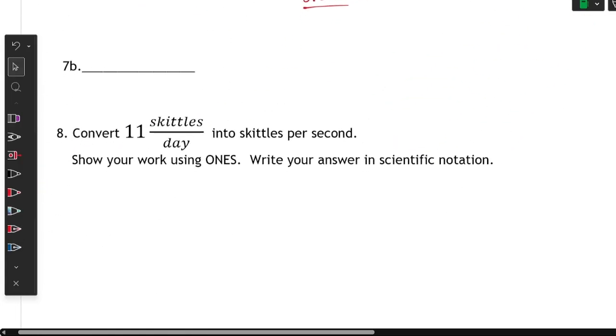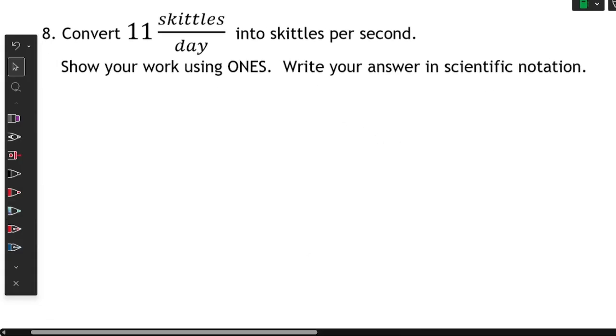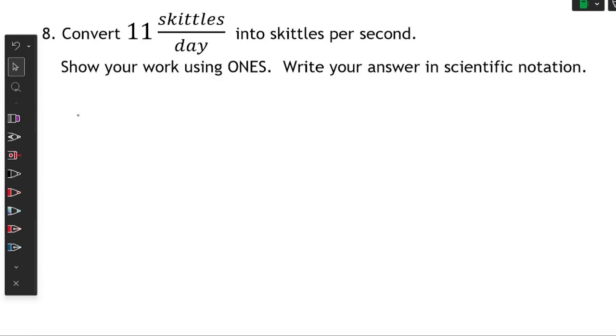All right, next. Probably the most challenging part of this was just clearly writing down what you had and what it became. So it says I've got 11 Skittles per day. And the question is, how many Skittles is that? And I need to change that into Skittles per second. So I need to move away from days.